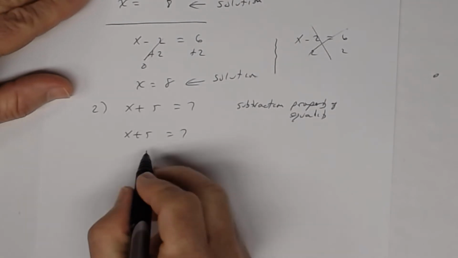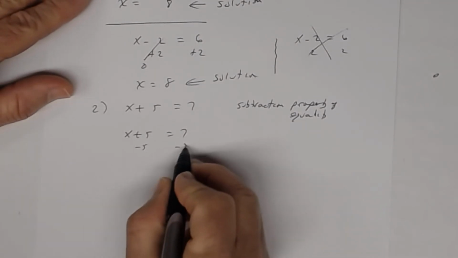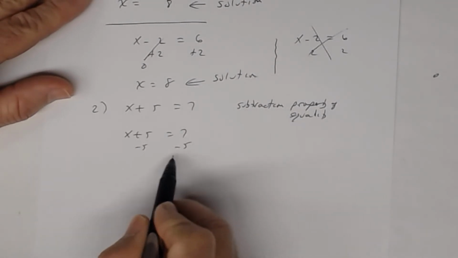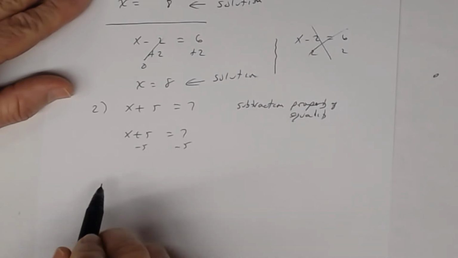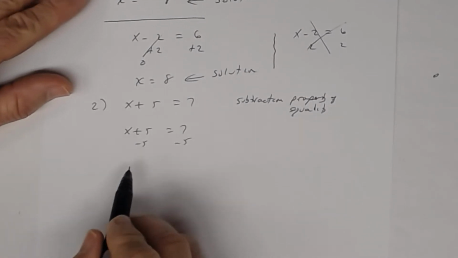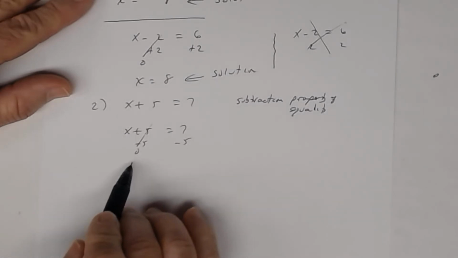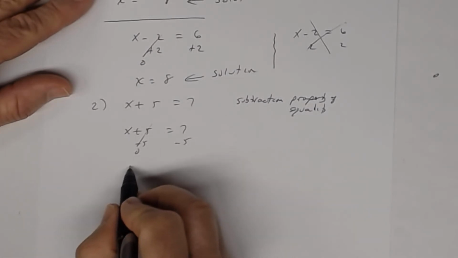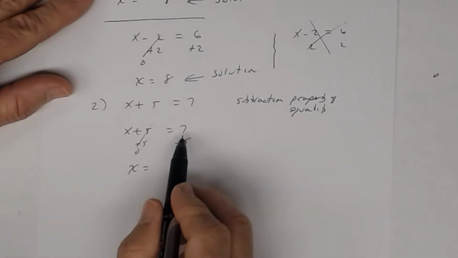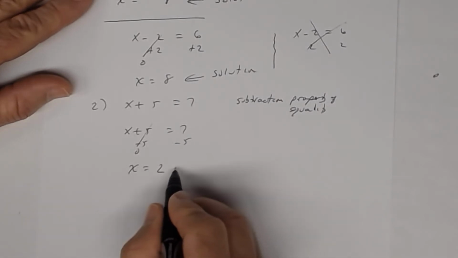So we're going to subtract 5 from both sides. Notice I'm doing it to both sides. You must show that. Subtract 5, subtract 5. And now we're going to combine like terms. 5 and a negative 5, that's 0. So x plus 0 is x. Equals 7 minus 5, which is 2. So there's my solution.